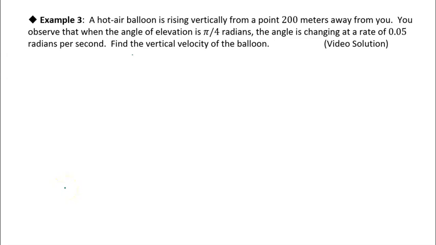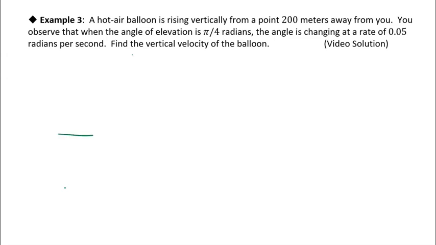All right, in this problem, a hot air balloon is rising vertically from a point 200 meters away from you. You observe that when the angle of elevation is pi/4, so 45 degrees, the angle is changing at a rate of 0.05 radians per second. And we want to find the vertical velocity of the balloon. So we want to find how fast the balloon is rising up, right? It's rising vertically. So let's start by drawing a picture.